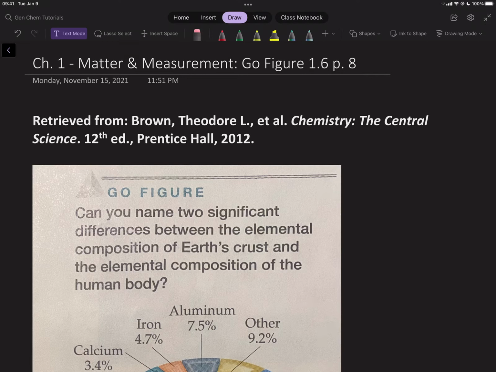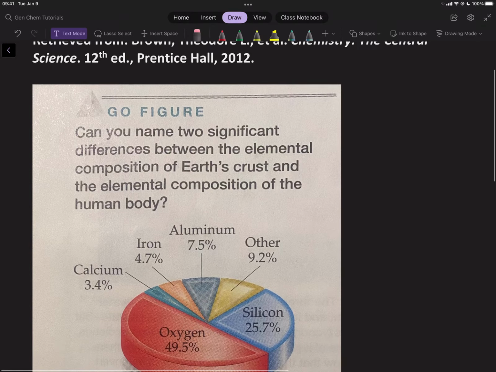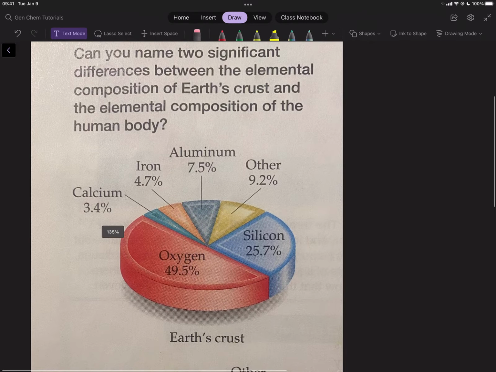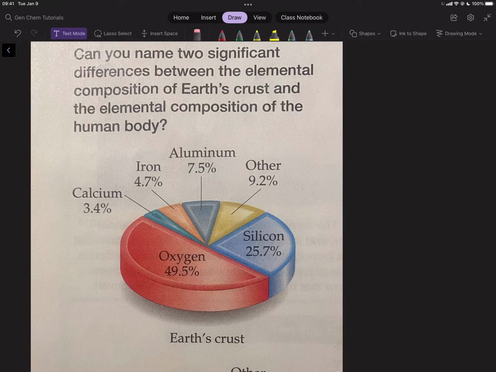All right, go figure 1.6 from Brown's Chemistry, the Central Science. Problem dealing with pie charts. The prompt here: can you name two significant differences between the elemental composition of Earth's crust and the elemental composition of the human body? So we're presented with a pie chart here of Earth's crust.